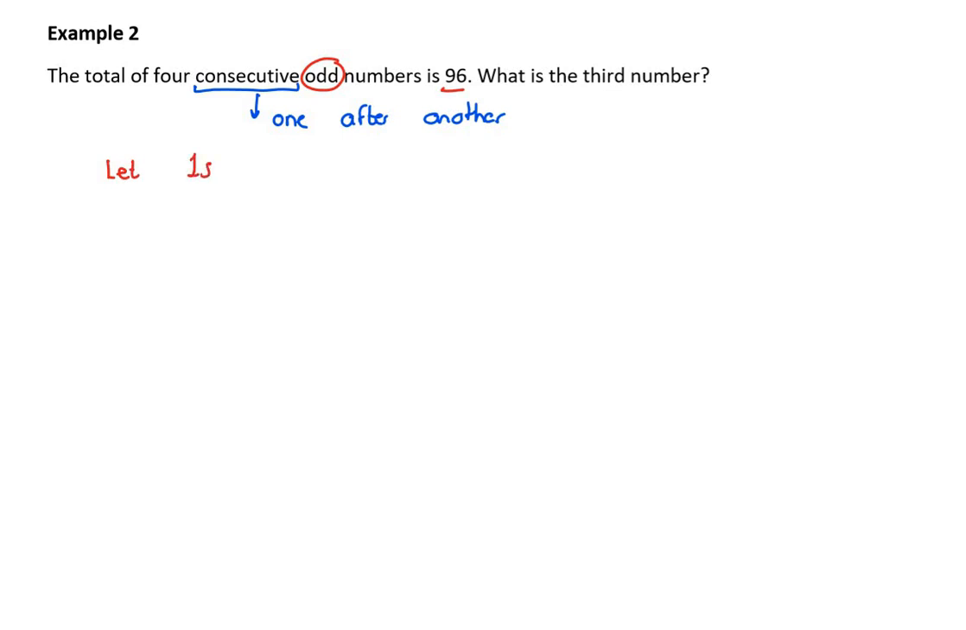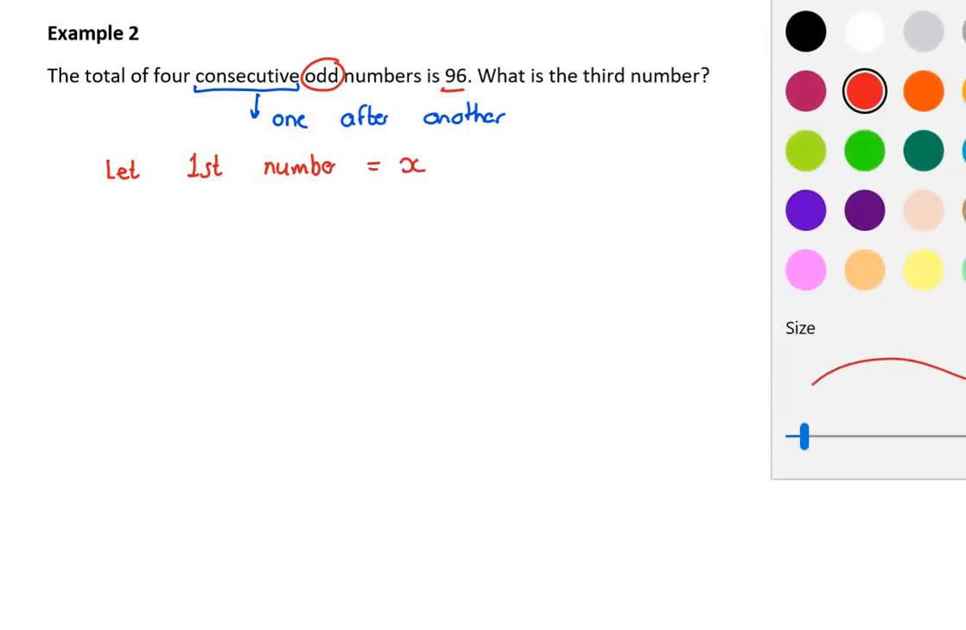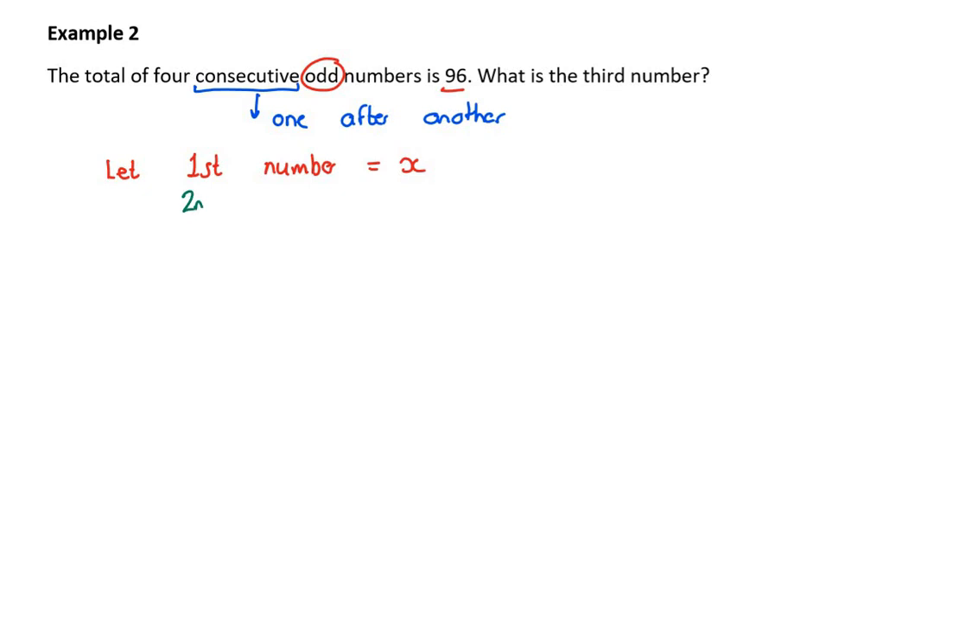So let's make the first number equal x. That would make sense. So what will our second number be? Now, really importantly, it isn't just the second number, it's a consecutive odd number. So if 1 was the first odd number, 3 would be the next consecutive odd number. So what were we doing? We were adding 2. So the second number will be x plus 2. Our third number, we would add another 2 to that. So we'll get x plus 4.